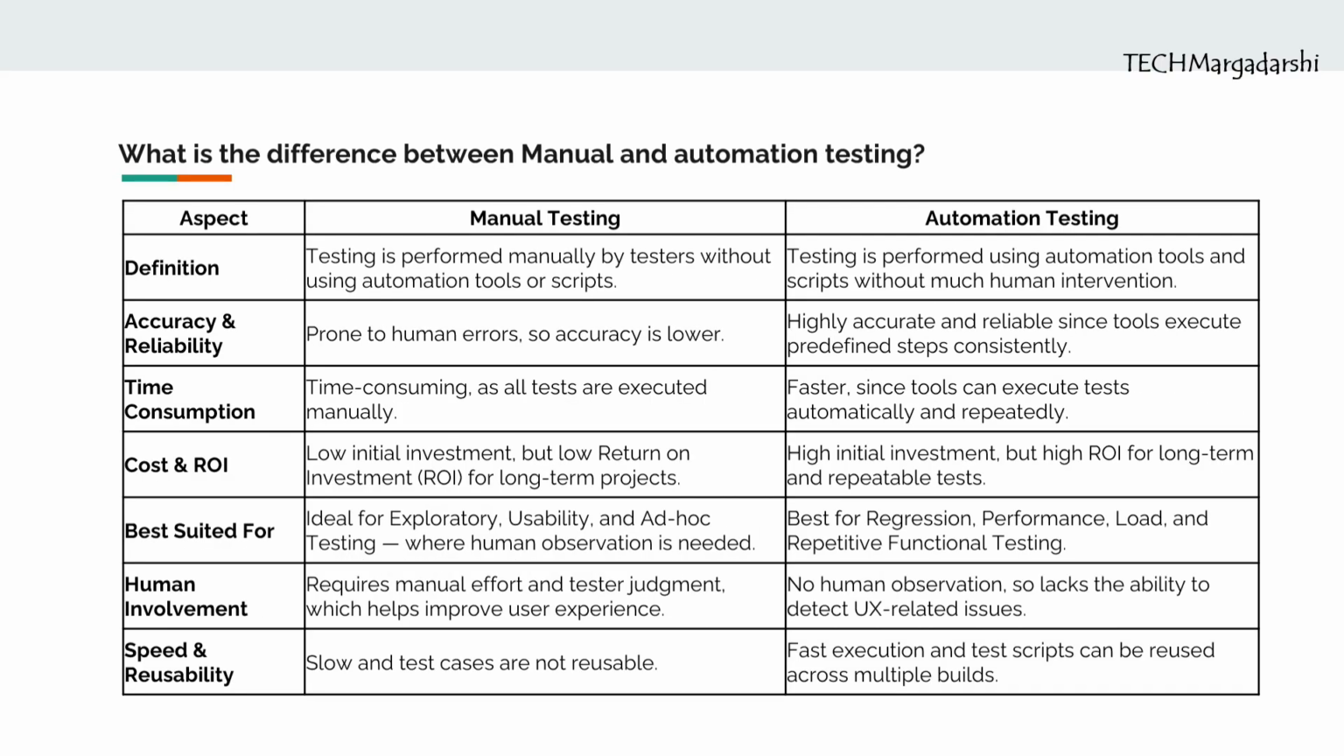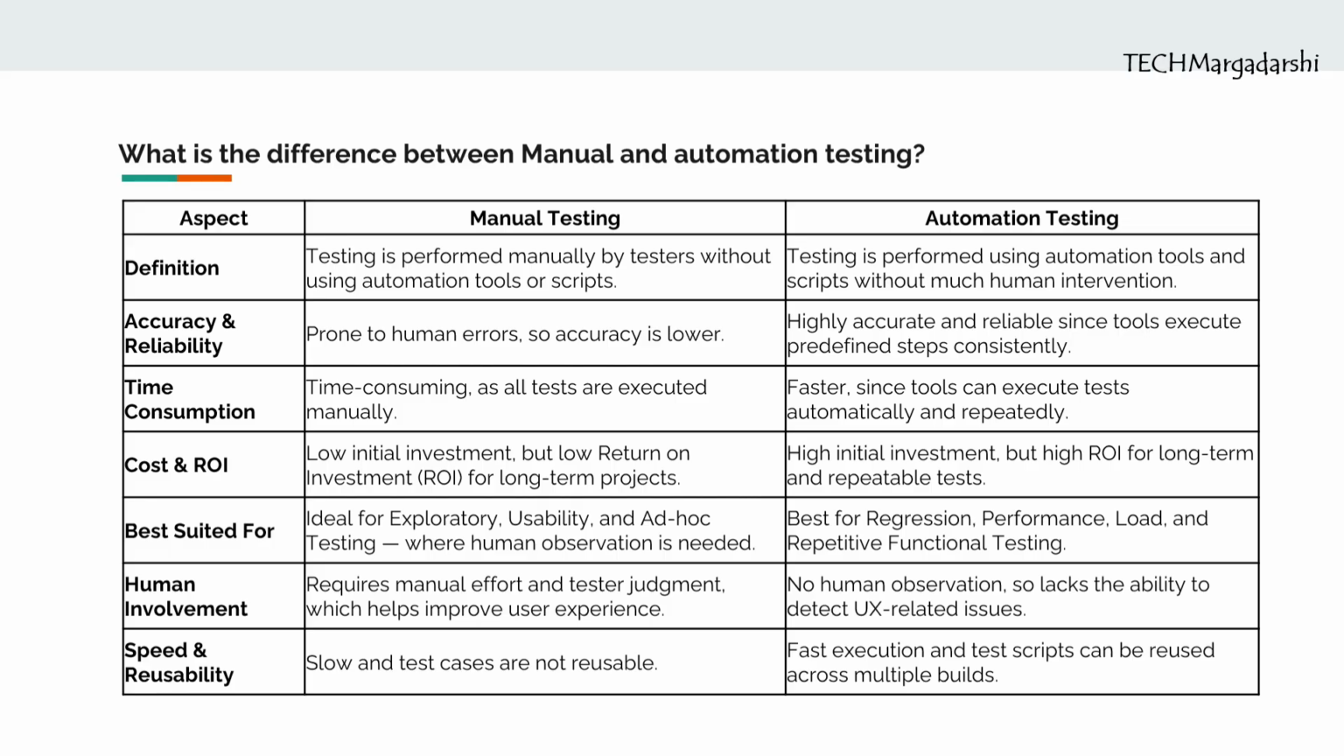Now, move on to next question. What is the difference between manual and automation testing? Manual testing is the process where testers execute test cases manually without using any automation tools. It's time consuming and prone to human errors, but it allows for human observation, which helps find usability and design issues. It's best suited for exploratory, usability, and ad hoc testing.